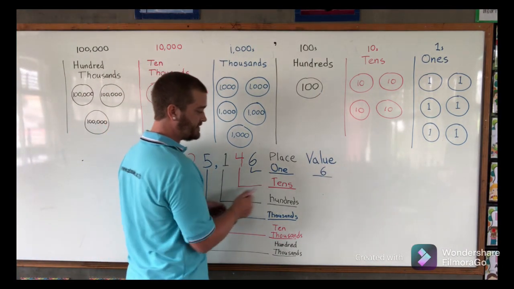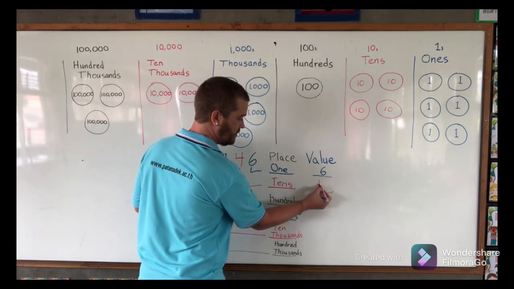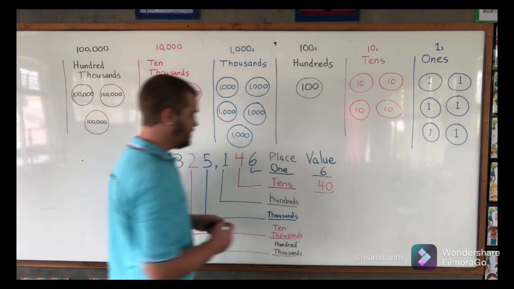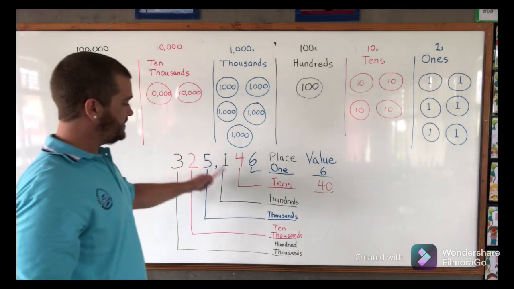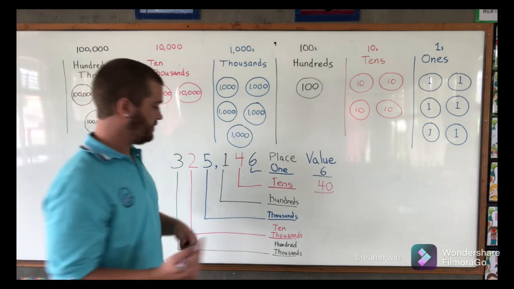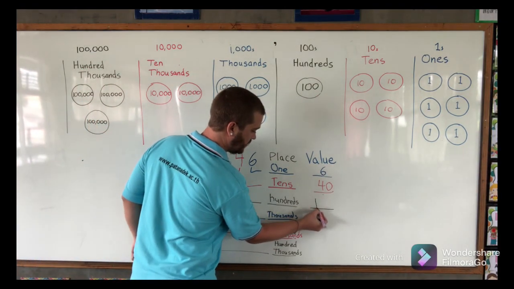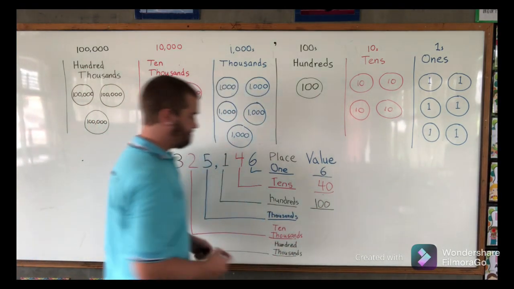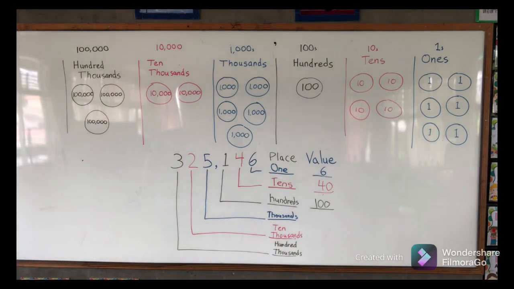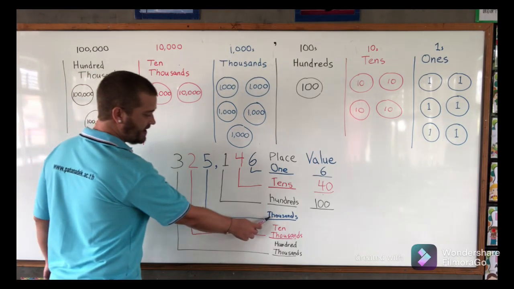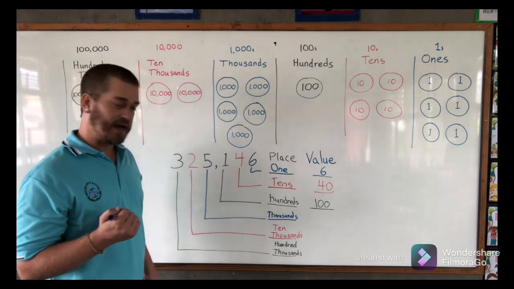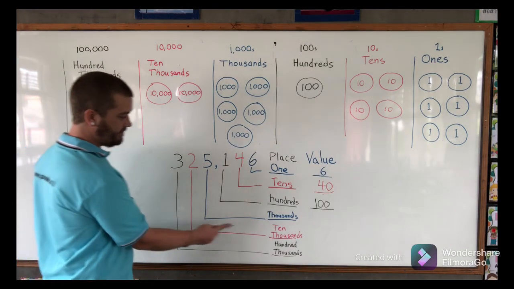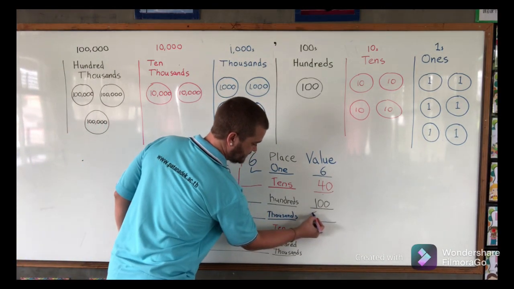What is 4 times 10? 40. What about hundreds? What is 1 times 100? 100. What about thousands? You just simply take the number and times it by 1,000. Well, with 1,000, we know that there's 3 zeros, right? So we're going to do 5,000.